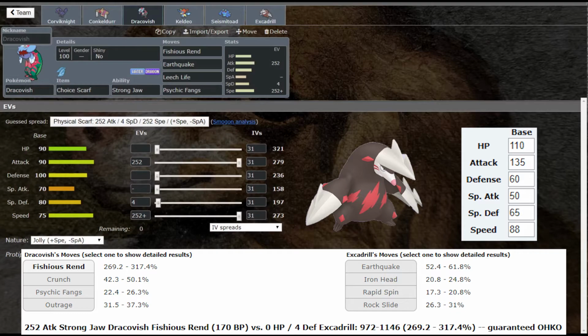You know, he can do 60% to you, which is quite a bit of damage, but he cannot just straight up OHKO you, and you OHKO him every single time. So that's one thing really, really awesome to consider. Yeah, Excadrill can't deal with Dracovish at all.